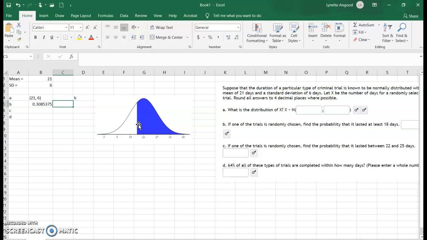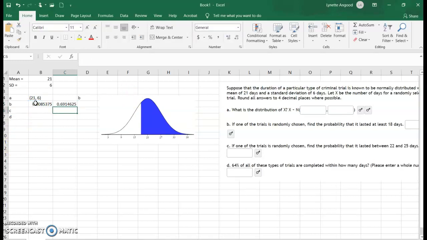But we want the area above because it said lasted at least 18 days. So the area under a normal curve is 1. So if you know the area below 18 days is 0.3085, then the area above 18 days will be 1 minus 0.3085. So I'm just going to type equals 1 minus and click on that cell. And that makes more sense. We can see that that blue region is actually more than 50%. And so we did get a probability that is greater than 50%.